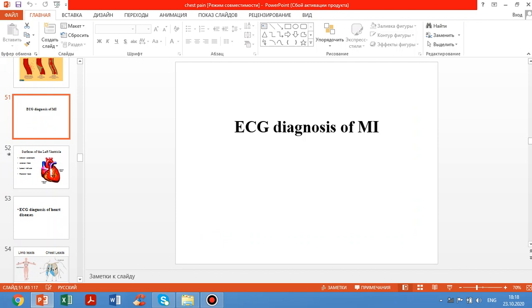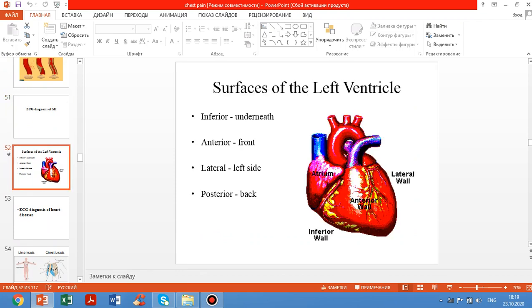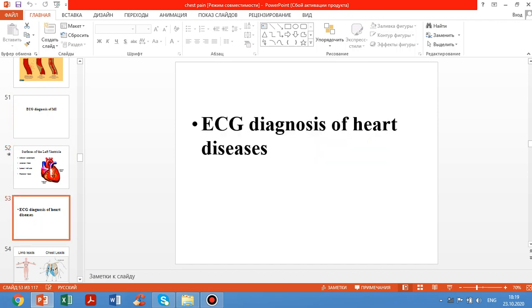ECG diagnosis of myocardial infarction. Now we will talk about ECG changes. First, we should see which surface of the left ventricle is involved: inferior, underneath; anterior, front; lateral, left side; and posterior, back surface of the left ventricle. ECG diagnosis of heart disease.